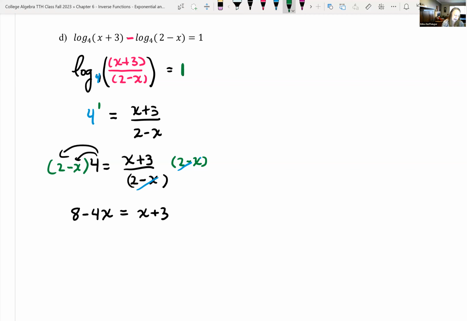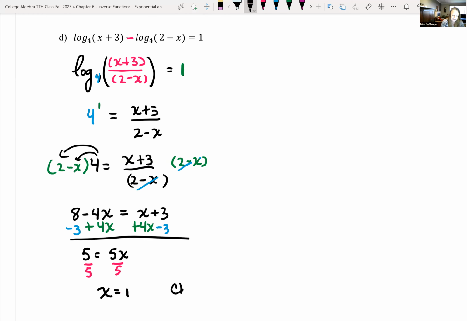So let's, how about add 4x to both sides? And let's subtract 3 on both sides. So doing so, 8 minus 3 gives us 5 on the left-hand side of the equation, which is equal to x plus 4x, which is 5x. Let's divide through by 5 to get x by itself. So we get here x is equal to 5 divided by 5, which is 1.